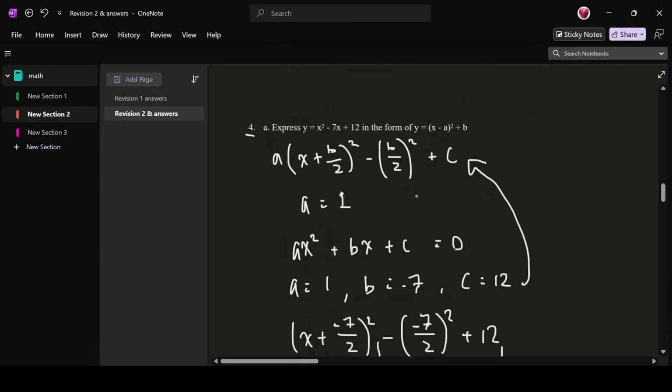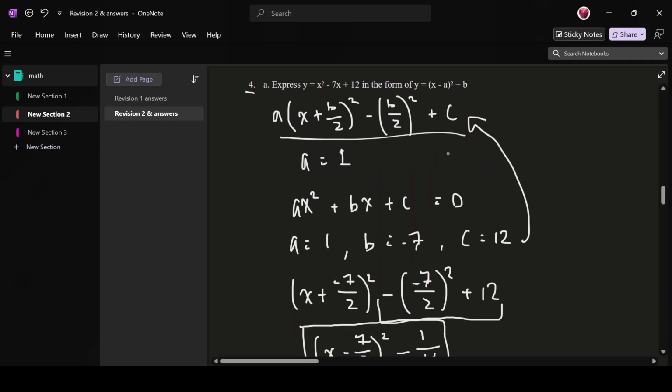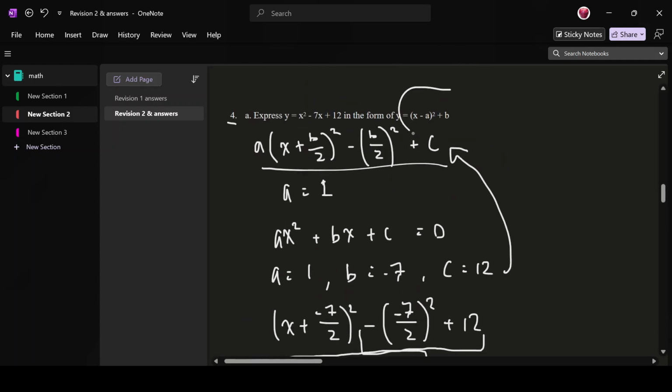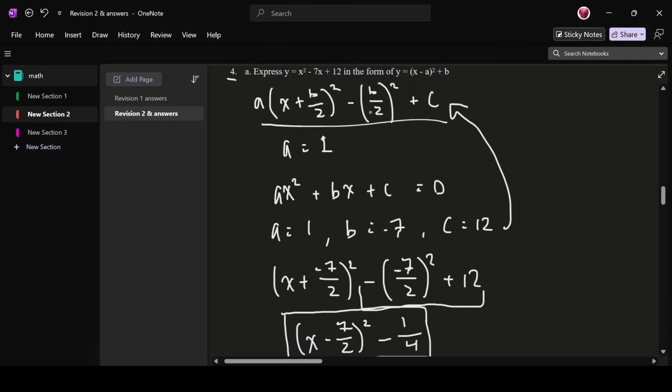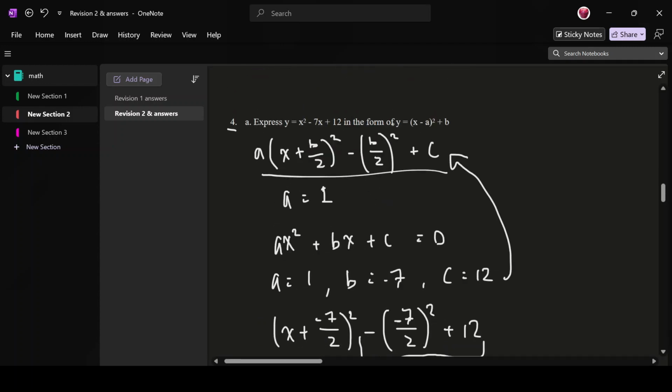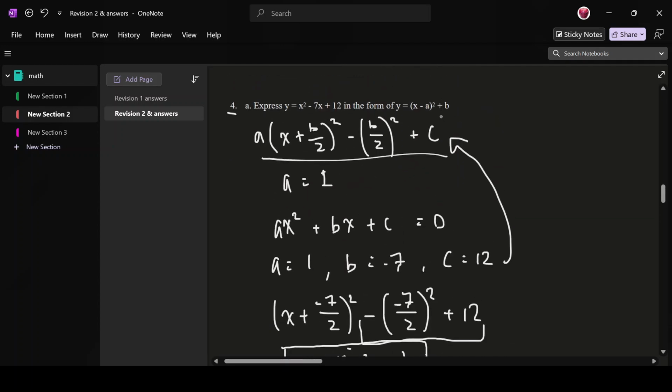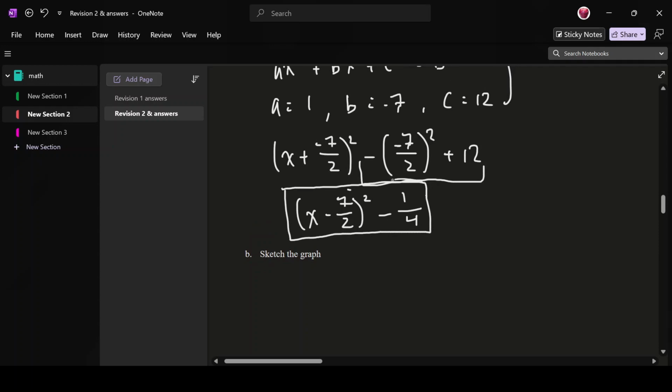So whenever you see this form, it's called the vertex form. Whenever you see this vertex form, always think of this formula. And then you find the values of a, b, c, and you input it to this formula. And just simplify until it's in this form. And as you can see, it is in this form, right? X minus a close bracket squared plus b, plus -1/4.